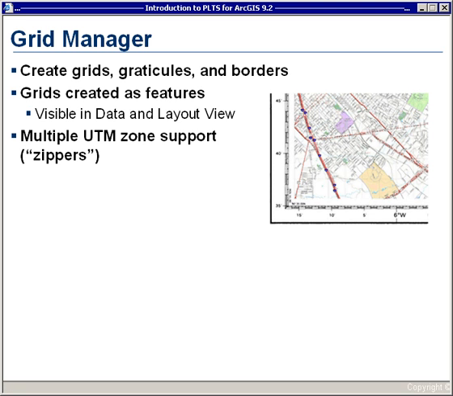When using the grid manager, you are able to define exactly how the grid is going to look on your map. This includes being able to create grids that span multiple UTM zones. The grids displayed crossing the multiple zones are known as UTM zippers, and they show how two different grid zones match up across your area of interest.